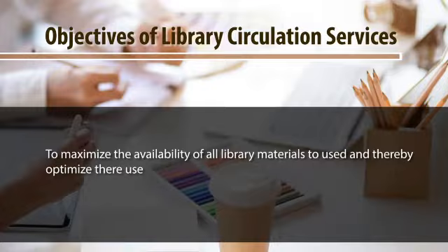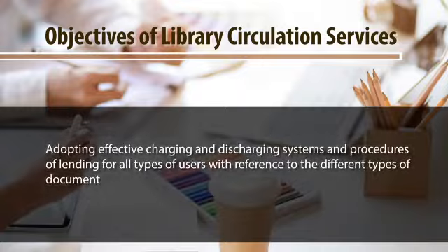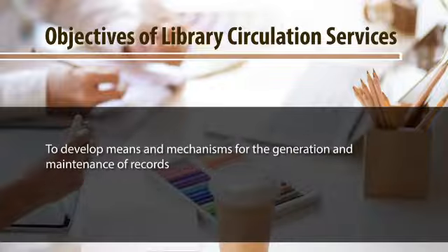Library circulation services also adopt effective charging and discharging systems and procedures for lending for all types of users with reference to the different types of documents. And then we need to develop means and mechanisms for generation and maintenance of the records. So these are the basic objectives of the library circulation.